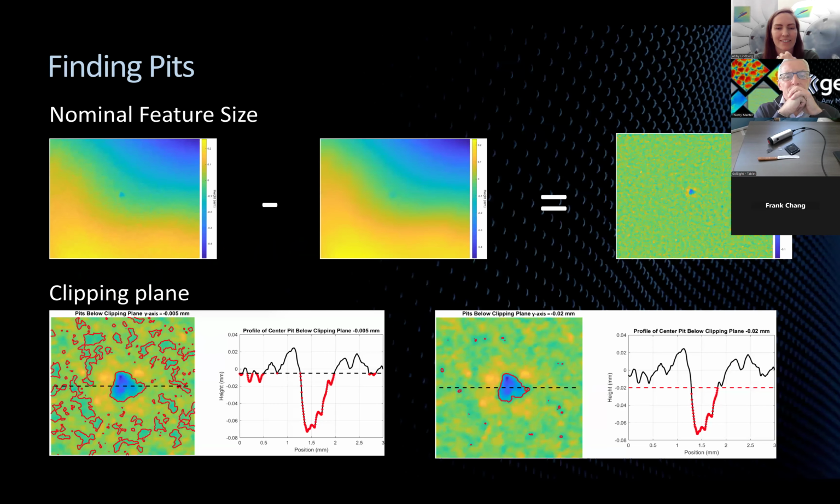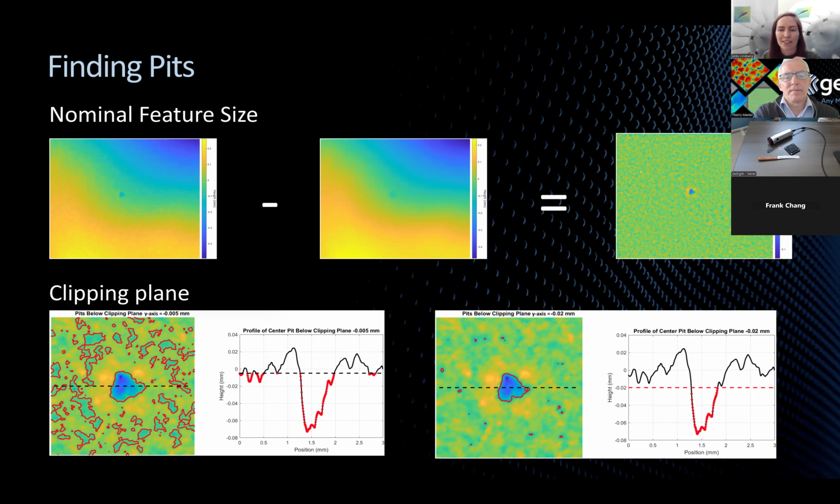All right, we've got this one. So the nominal feature size is what you're going to enter. It's going to be the approximate size of the pits or particles that you're looking for. And we use that nominal feature size to apply a Gaussian filter to the surface to find a reference surface that we will then be removing to really highlight the pits and remove the form of what we're looking for. So we're basically applying that filter based on the approximate size of the features to then be left with just the pits rather than the pits and the form of the surface.